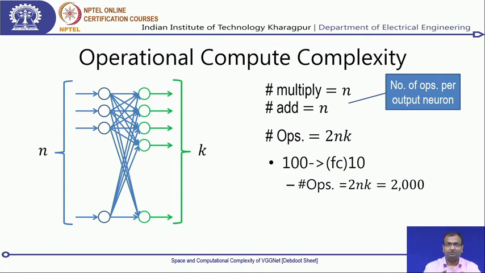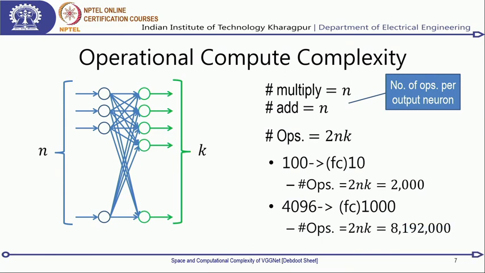We compute in terms of floating point operations because certain machines take more time for floating point operations as compared to fixed point operations. So, if you know exactly how many floating point operations there are and how many your machine can do, you know how many data points can be processed per second. Now, if we have 4096 neurons connected down to 1000 neurons, then the total number of operations comes up to something like 8,192,000. Now, this is a significant number.